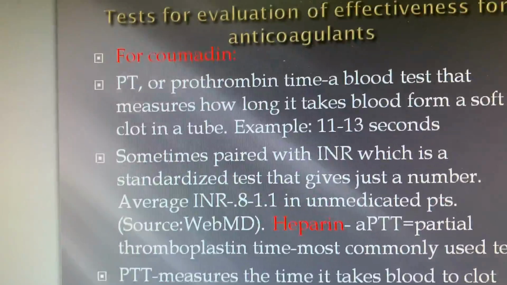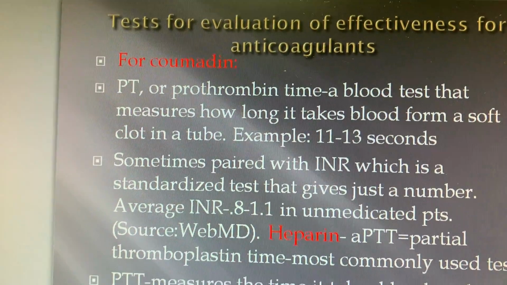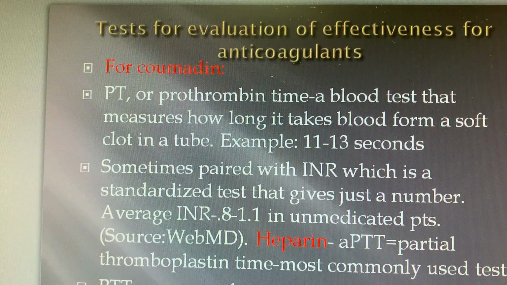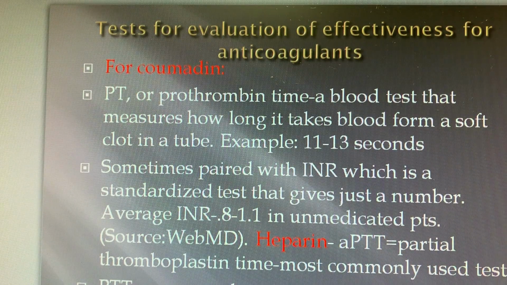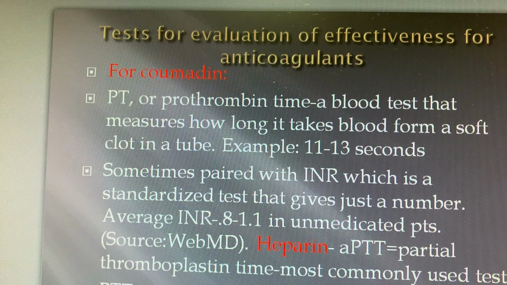These test for the effectiveness of the anticoagulant. Once again, I'm trying to balance my phone on a stack of books, so I will try to show you the whole slide, but I might have to adjust it a little. For Coumadin, we use PT or the prothrombin time.